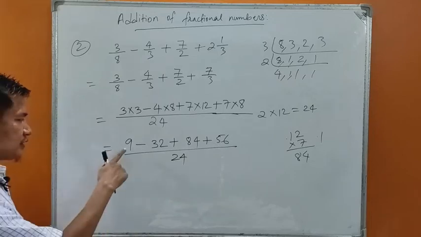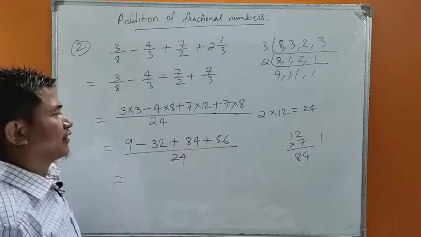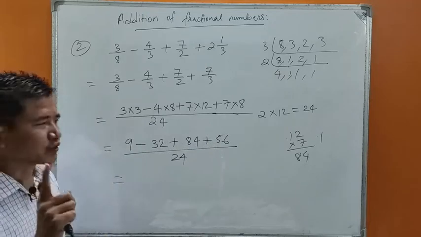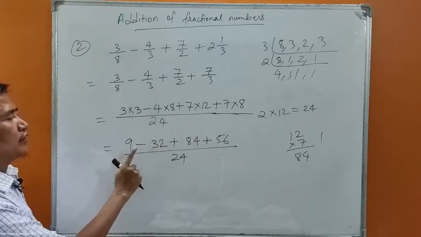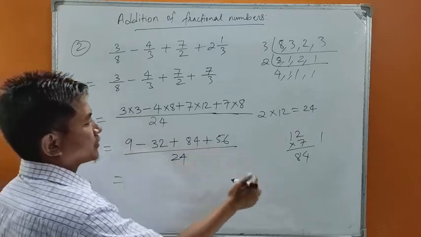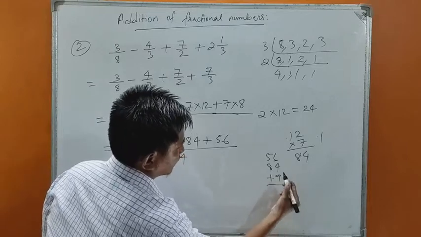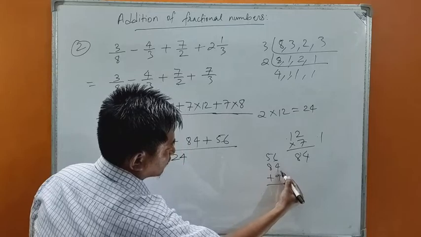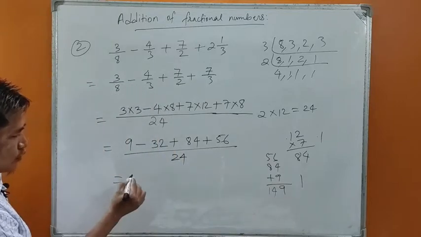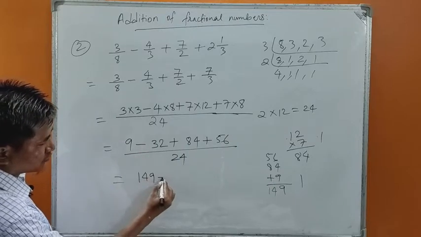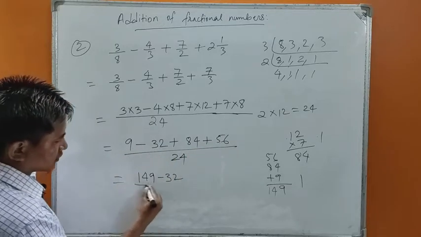So now this 9 is plus, 84 is plus, and 56 is plus. We add up all the numbers having the same sign. If there is no sign, we should understand there is a plus sign. So plus 9 plus 84 plus 56. This 32 is minus, so we should not add this number; it has a different sign. So let us add 56 plus 84 plus 9. 9 plus 6 plus 4 is 19, 1 in hand. 8 plus 5 is 13 plus 1 is 14. So 149, and this minus 32 remains as it is upon 24.